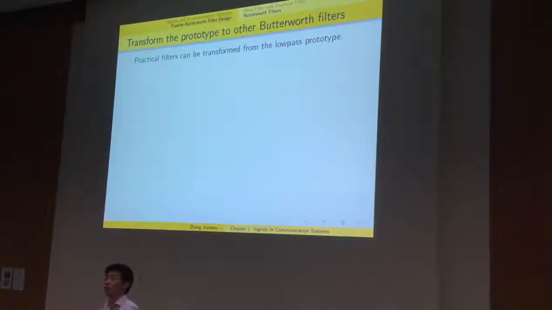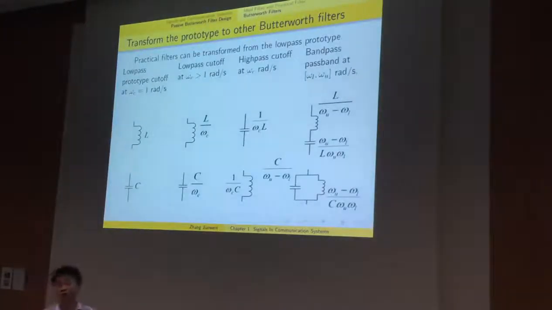Then why do we still need to look at the low pass prototype? We have mentioned that sometimes we want to design a high pass instead of a low pass. Sometimes we want to design a band pass instead of a low pass. Actually it's useful. Why? Because all these types of filters can be transformed from the low pass prototype. In other words, no matter whether you design a practical low pass, band pass, or high pass, you study from a low pass prototype first. Once you've got a low pass prototype, you can map the parameters to the practical filter.